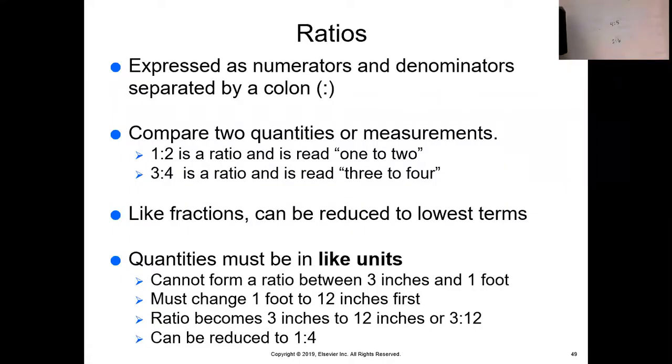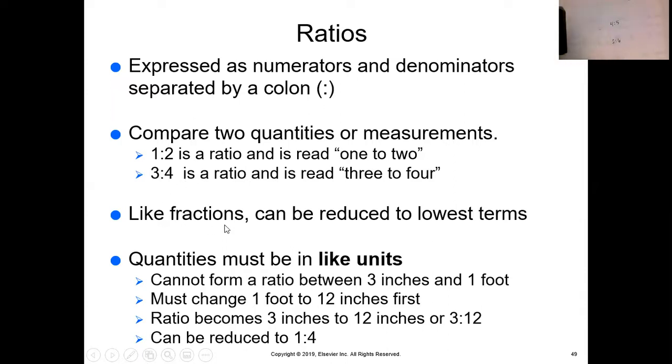Okay, so when we're discussing ratios, ratios can always be looked at as just another way to write a fraction. In this case, with a ratio, we have a numerator and a denominator just kind of flipped over on its side here. So in this example, we have 1 to 2. If we were writing that as a fraction, it would just be 1 over 2. Same thing here, 3 to 4 would just be 3 over 4.